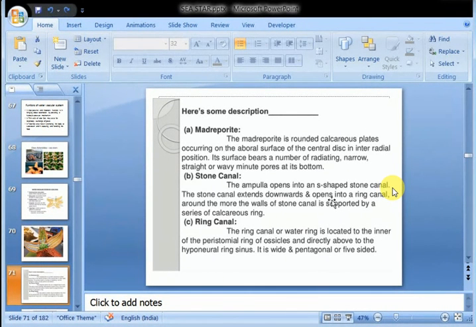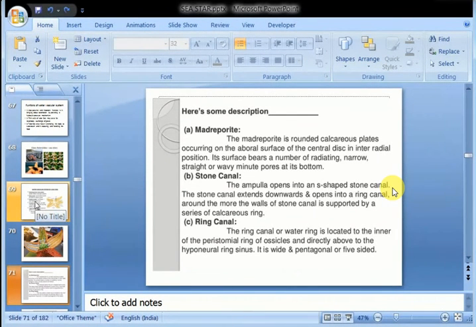Stone canal extends downwards and opens into a ring canal around the... there is some mistake here in typing. So it opens into the ring canal. Now the wall of a stone canal is supported by a series of calcareous rings. This stone canal wall is having these calcareous rings. That is the reason the stone canal got its name. That is it. It's a stone canal. Stone canal is also a part of an axial organ.